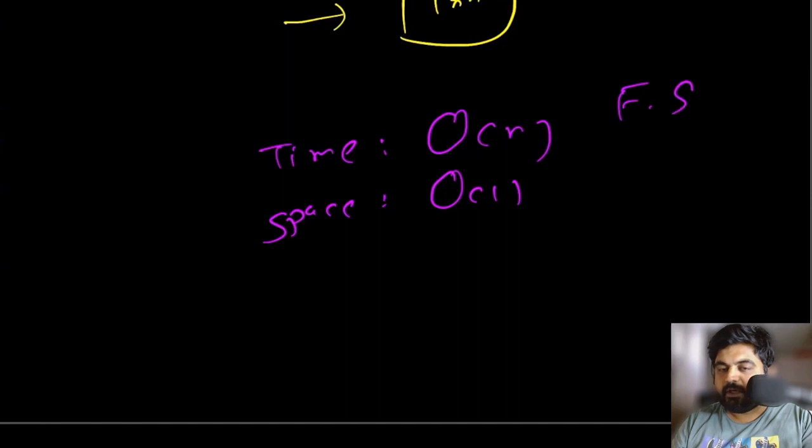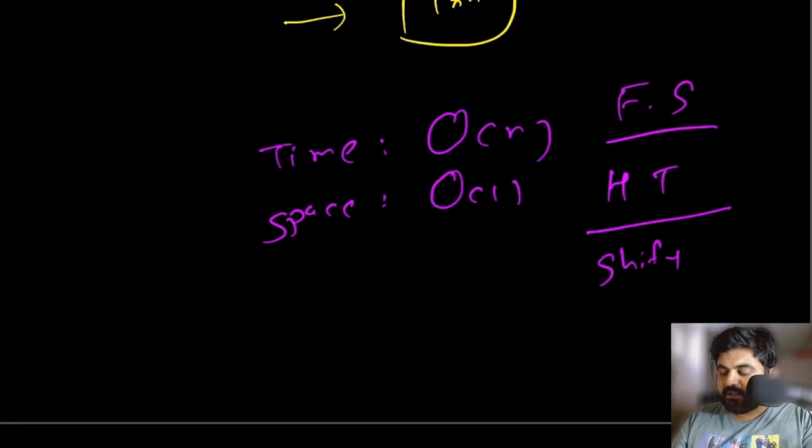because we use the fast and slow pointer method, or we can also call it the hare and tortoise method, or I like to call this the Shifu and Oogway method. So whatever you want to call it, use it in your interview. Your interviewer is going to be impressed. And let's move on to the code.